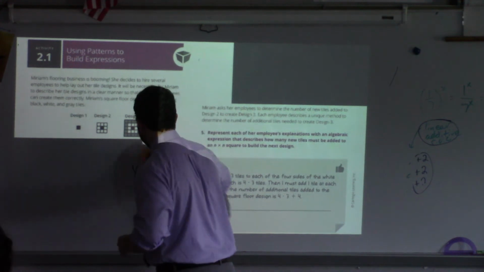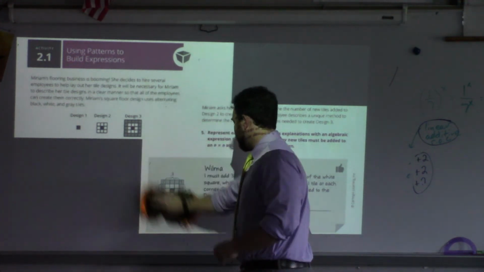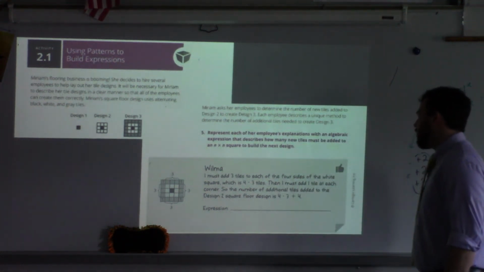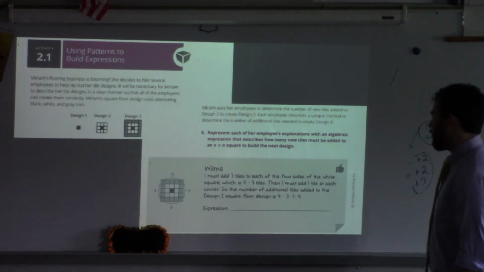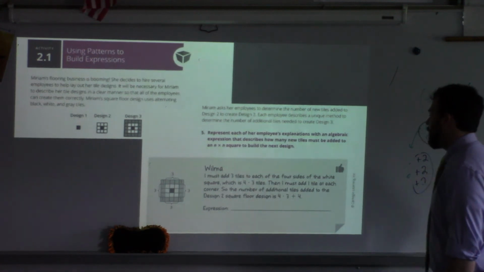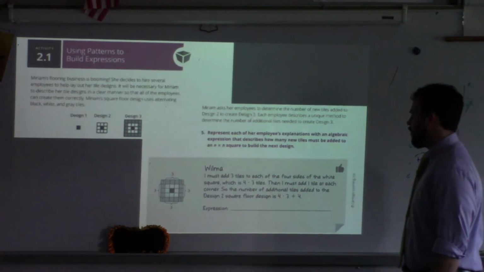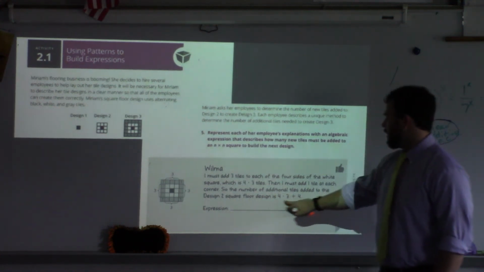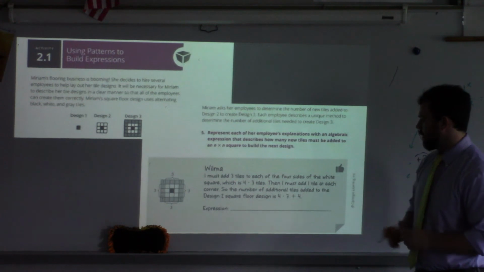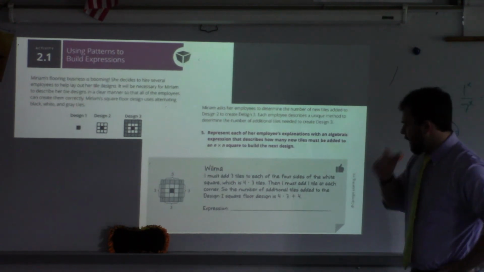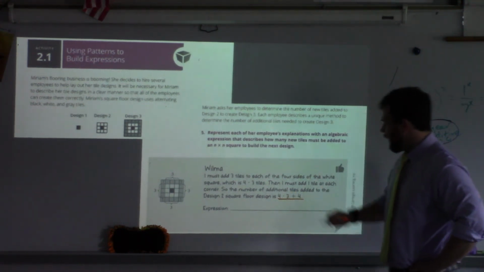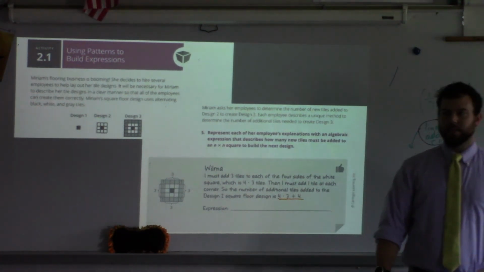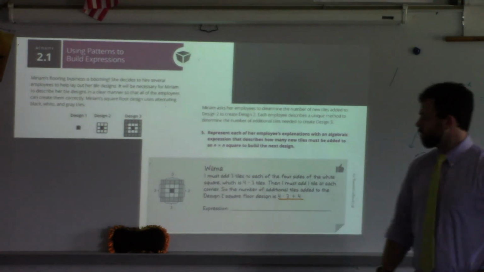So what I want you to notice is, and I will establish this with this first one. Wilma said, I must add 3 tiles to each of the 4 sides of the white square, which is 4 times 3 tiles. Then I must add 1 tile at each corner, so the number of additional tiles added to the design 2 square floor is 4 times 3 plus 4. Looking at this, what they're asking us to create is an expression that works for an n by n design.